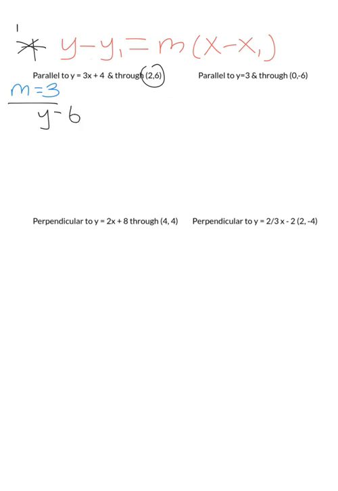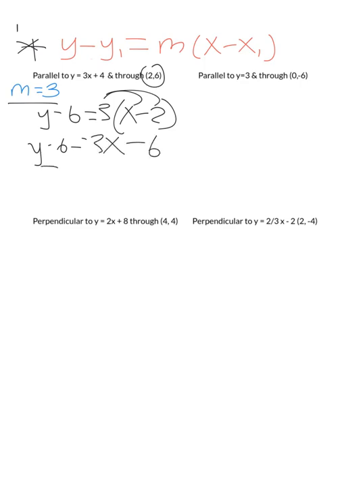So we have y minus 6 equals 3 parentheses x minus 2. Y minus 6 equals, distribute, 3x minus 6. Add 6 to both sides. Y equals 3x, and that's plus 0. You can write plus 0 if you want, or you can just leave it off.